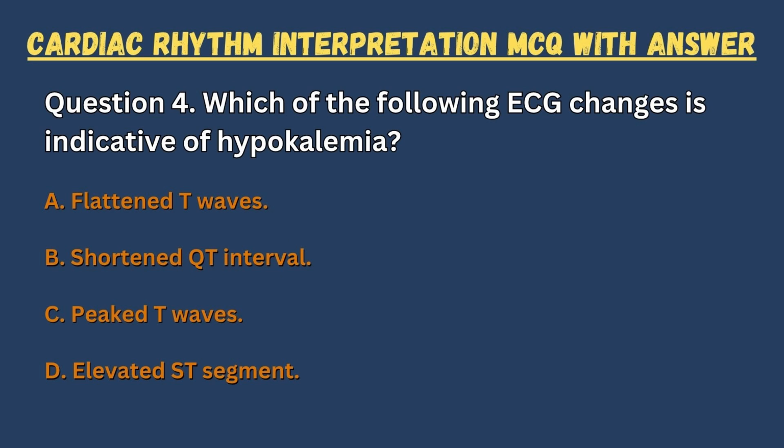Question 4. Which of the following ECG changes is indicative of hypokalemia? A. Flattened T waves. B. Shortened QT interval. C. Peaked T waves. D. Elevated ST segment.